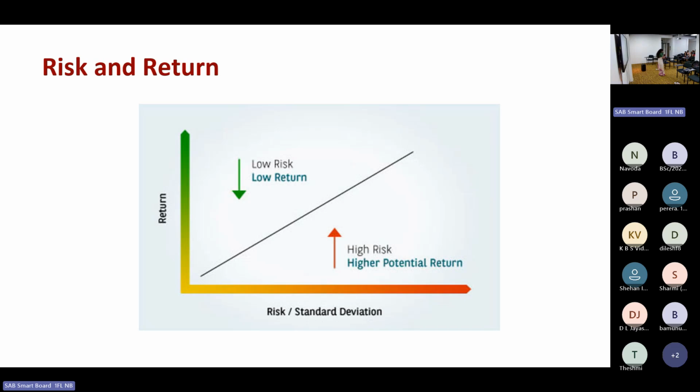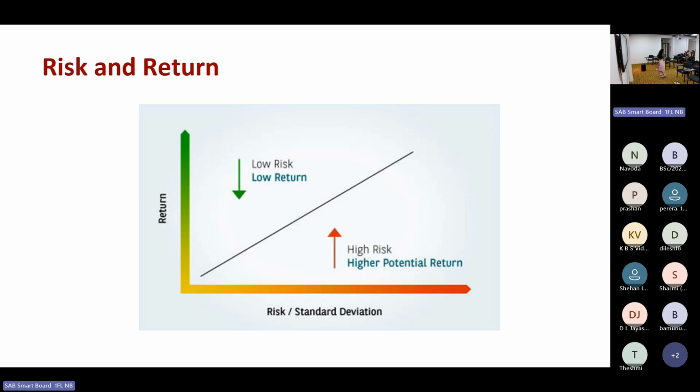So with the return, what happens if the return goes up? What happens to the risk? Risk also goes high. If the return goes down, what happens? Risk also goes low. So what sort of relationship can we identify between risk and return? Most probably, the risk versus return relationship is positive, not negative.